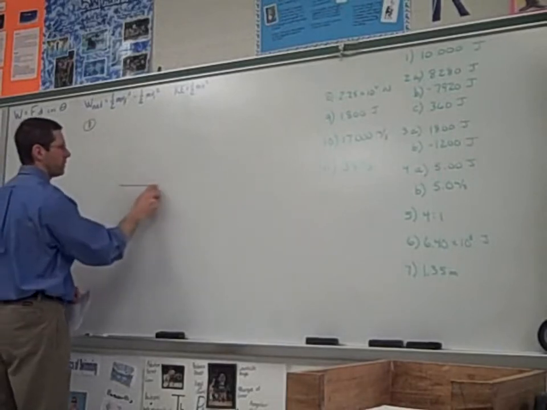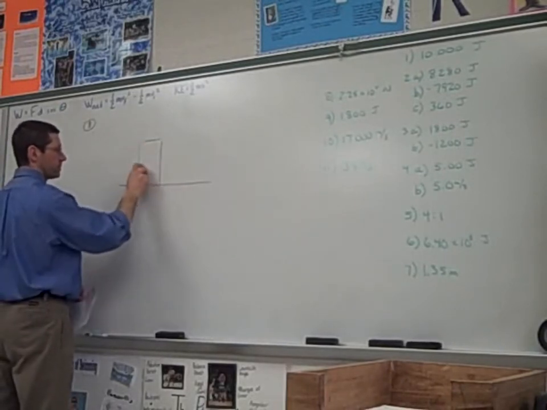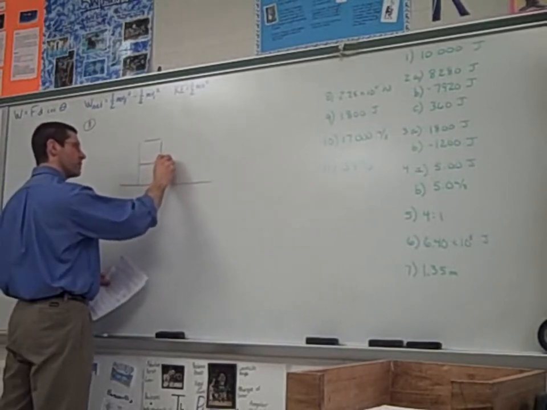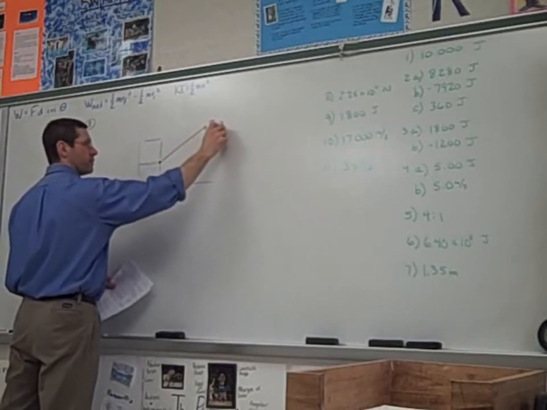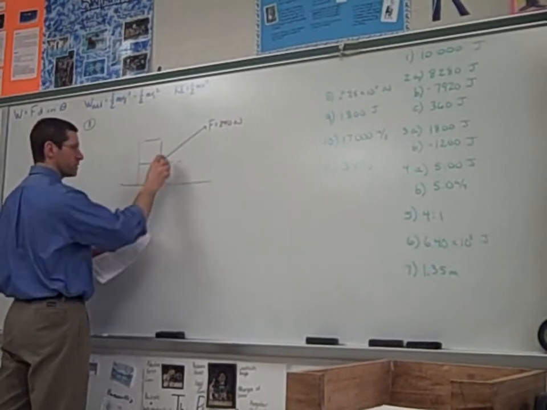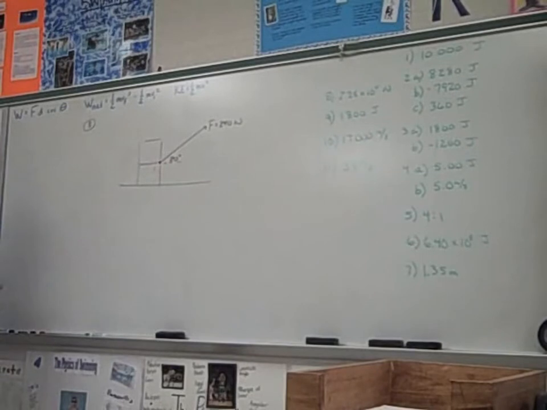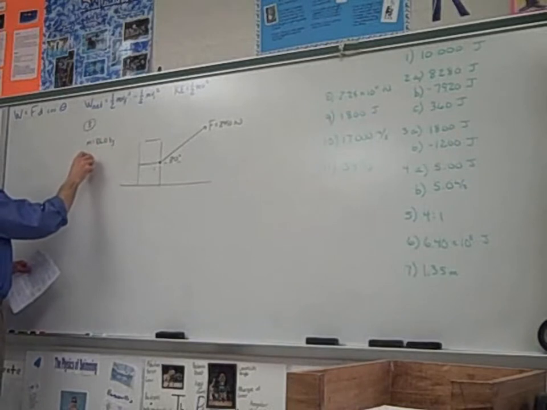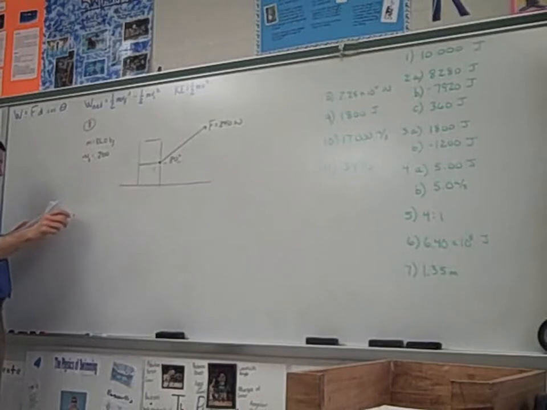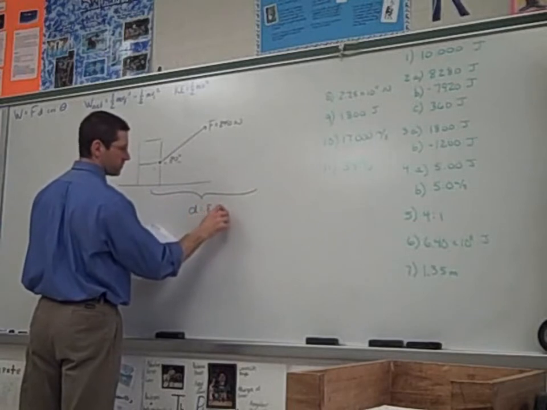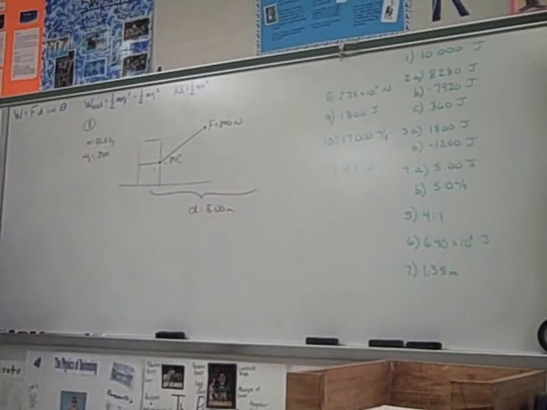There is a refrigerator on a horizontal surface, and we are going to be pulling it with a force this way of 240 newtons, and that force makes an angle of 20 degrees with horizontal. The mass of the refrigerator is 85 kilograms. The coefficient of kinetic friction is 0.20. And we're going to move the refrigerator through a distance of 8 meters. And that's all the information we have.